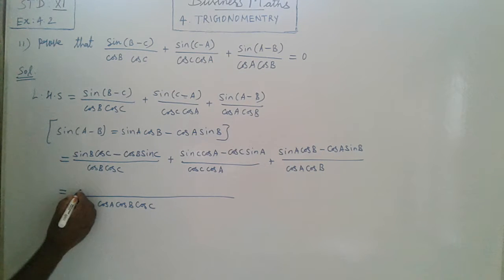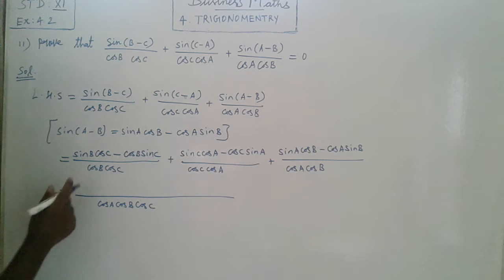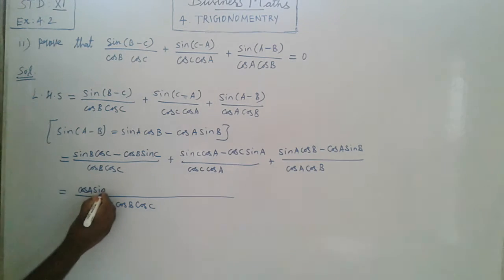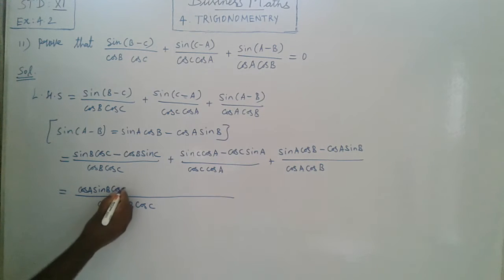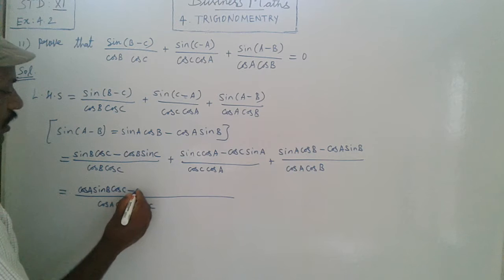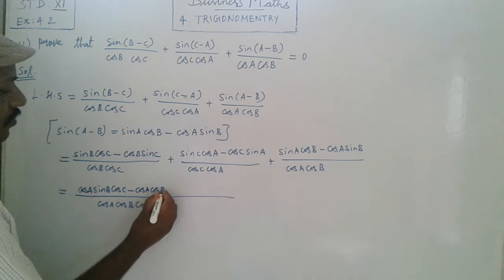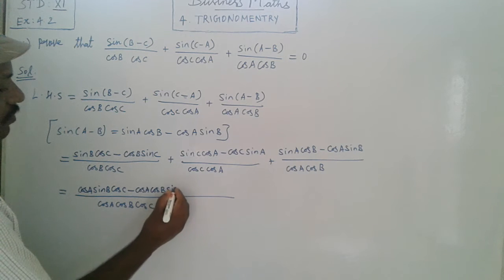So multiply, then in ABC order we write cos a sin b cos c minus cos a cos b sin c.